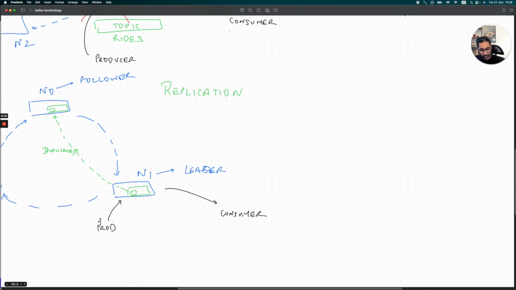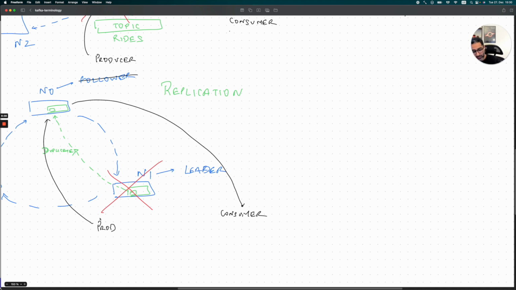But if node 1 dies, both the producers and consumers will not notice any difference. They might have a delay, maybe a few seconds where nothing is happening. But what will basically happen is consumers will directly connect to node 0 because it was a follower, and the producers will also directly just connect to node 0, and everything will start flowing. Again, the follower will become a leader.